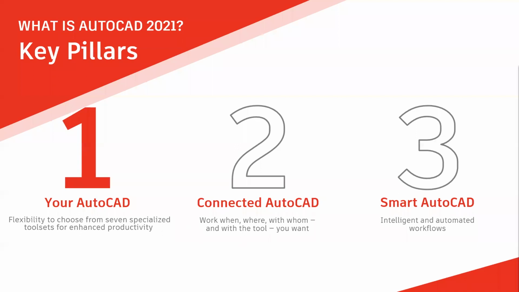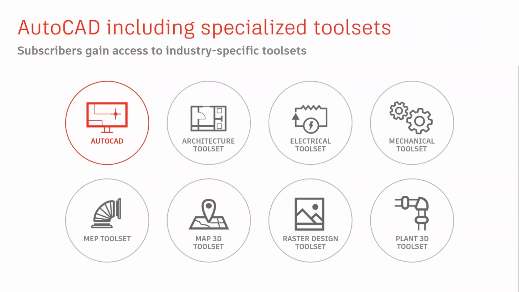So let's start with the first point. AutoCAD, including specialized tool sets, got introduced in the release 2019. It enables you to work faster and more efficiently across disciplines. Now, how is that possible? With 7 tool sets, you have access to industry-specific functions, features, and libraries in your AutoCAD application. And for a better understanding, let me quickly show you in more detail. You have here on the slide in the upper left corner the core AutoCAD in red, and next to it in gray the tool sets.